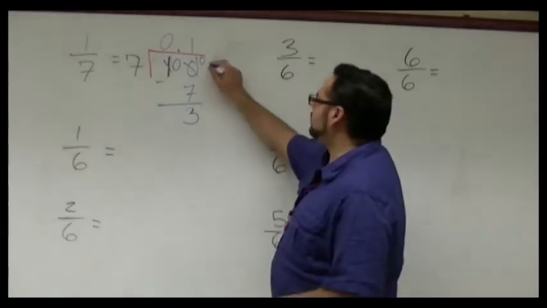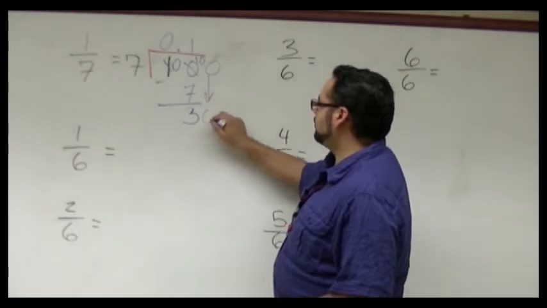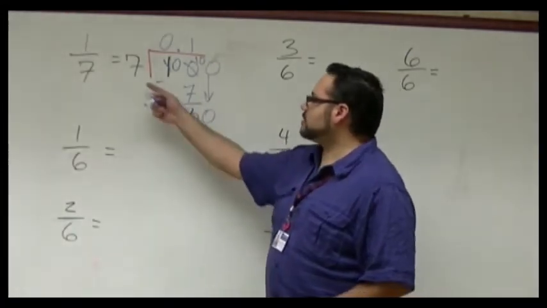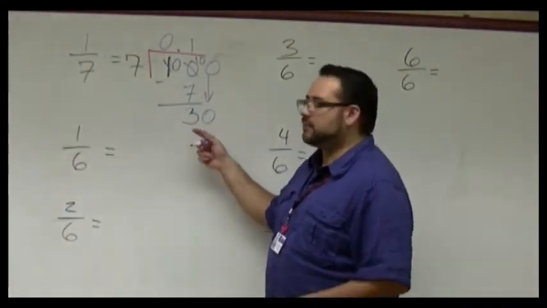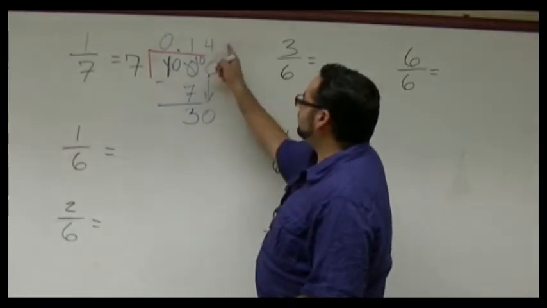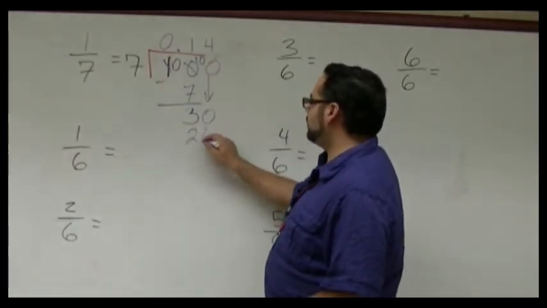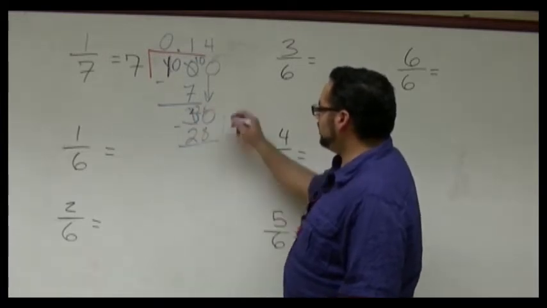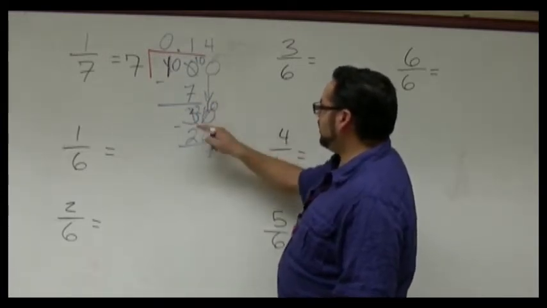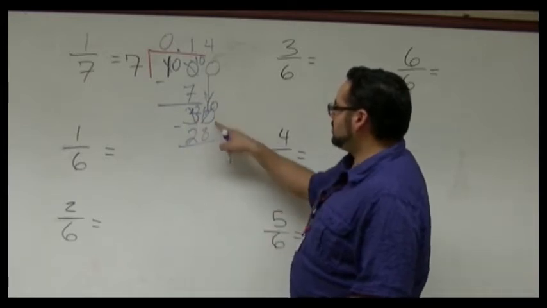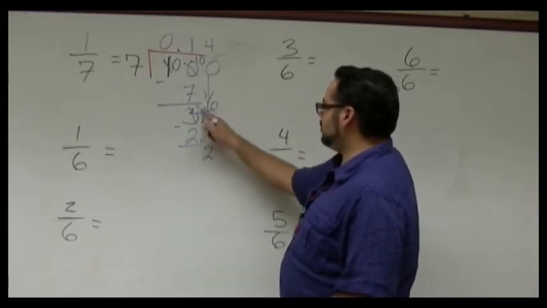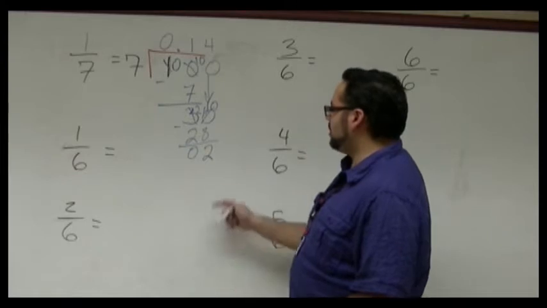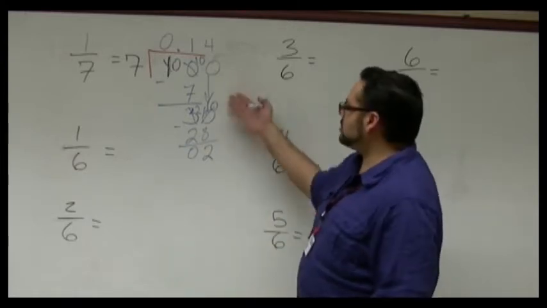You have to add a 0, bring it down, and then you have 30. So 7 goes into 30 what, 4 times? 4 times 7 is 28. If you regroup and borrow correctly, this becomes a 10 and this 3 becomes a 2. So 10 minus 8 is 2 and 2 minus 2 is 0. Now you have a remainder of 2, so you have to add another 0 and bring it down.